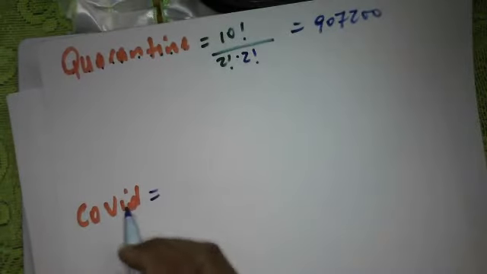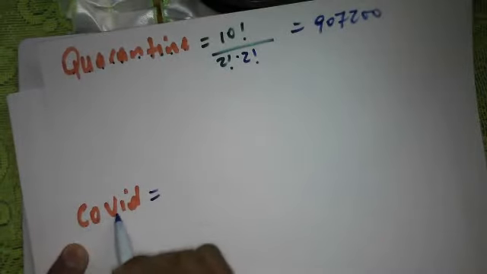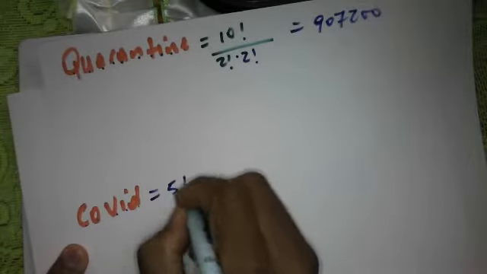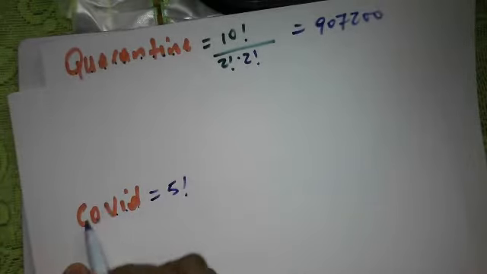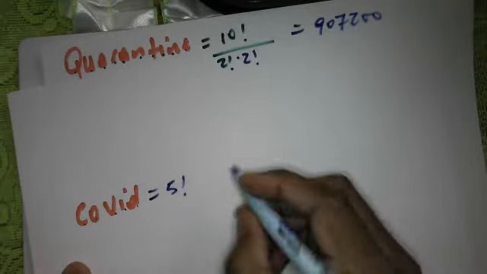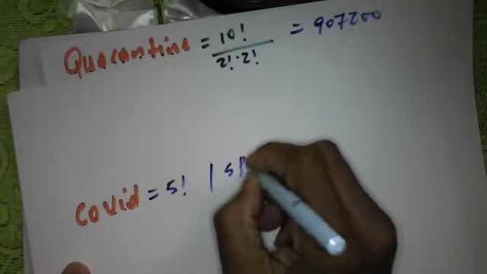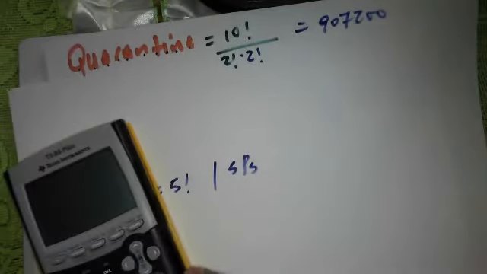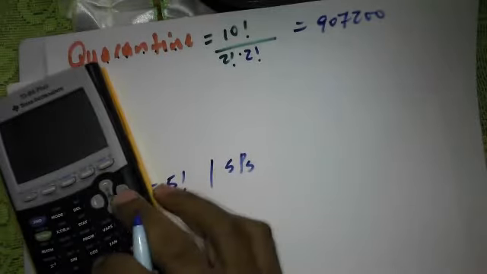COVID. Let's see how many letters are in the word COVID. 1, 2, 3, 4, 5. So we have 5 factorial there. But if you look at it, none of the letters are repeated. So because none is repeated, it is just 5 factorial, or you could say 5P5. So let's go ahead and do that. 5 factorial.